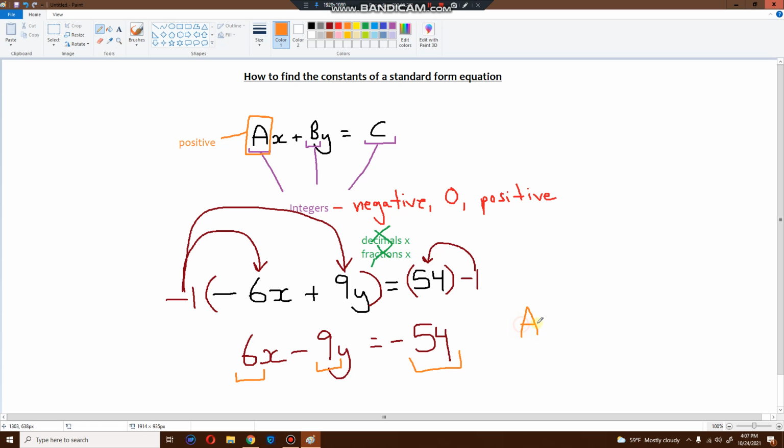So the constant A, the value of constant A is 6, positive 6, as you can see over here. The value of constant B is a minus 9. And again, this is fine because B and C can be either negative or 0 or positive, doesn't matter. And finally, the constant C is equal to minus 54. And there we go. This is how you find the constants of a standard form equation with just regular integers, with the caveat where A has to be positive. And if it's not, then you've got to multiply everything by minus 1.